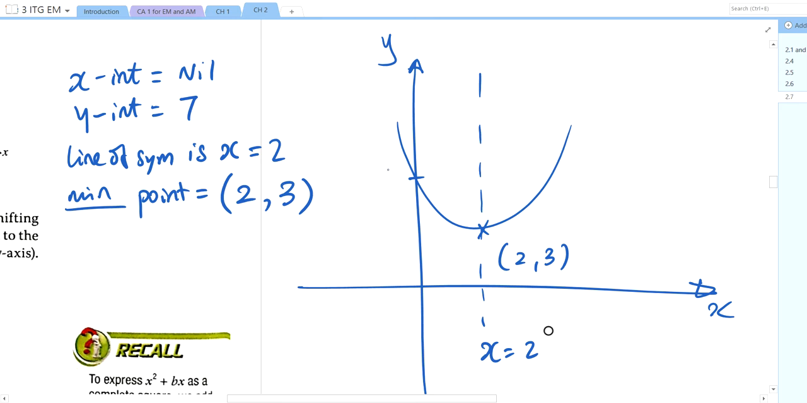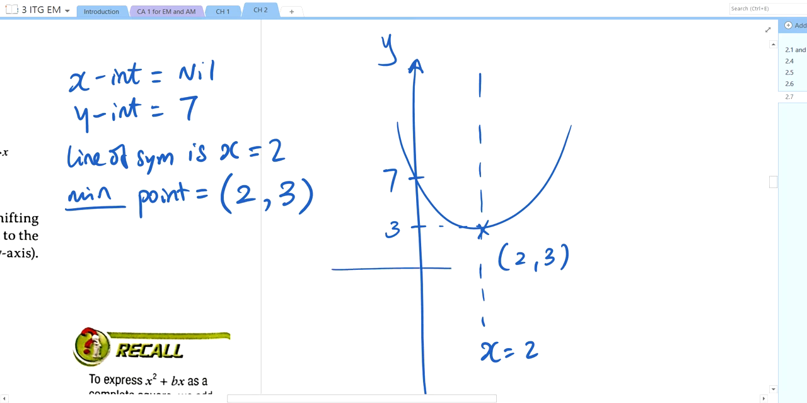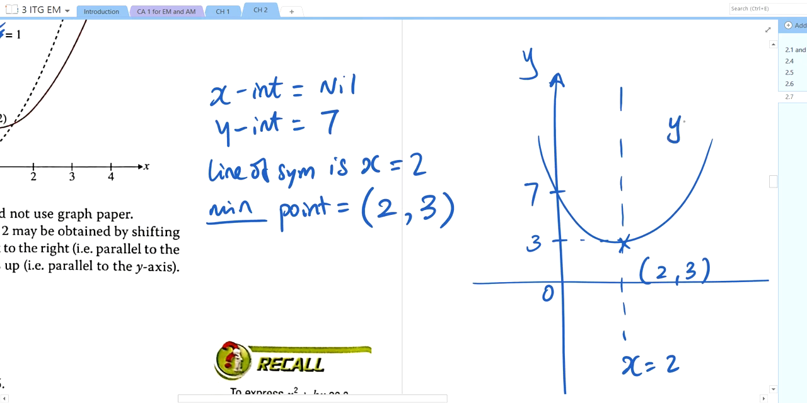Are you happy with this? No? What's wrong? Scale. What do you want me to change? How do you want me to shift the x-axis? Up. How about this? Better? Okay, 0 and then my equation.